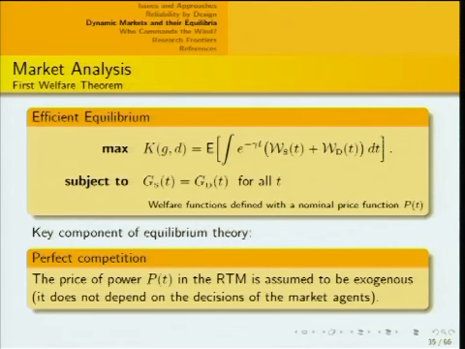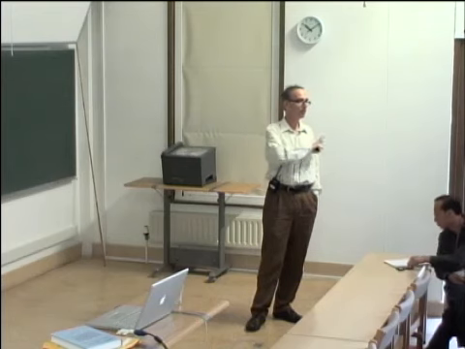Okay, so I mentioned before that I'm going to assume this perfect competition, this absolute key assumption of equilibrium theory, that there are so many players that there's no way they can manipulate the price. So P of t is exogenous. No individual could possibly change the price. And so that's the price-taking assumption in economics. Okay.